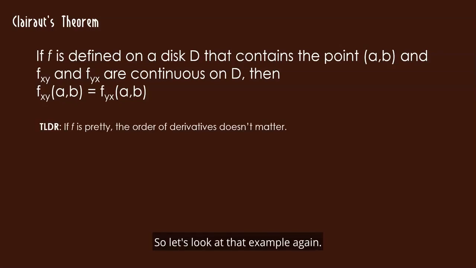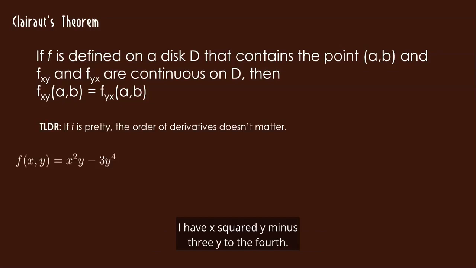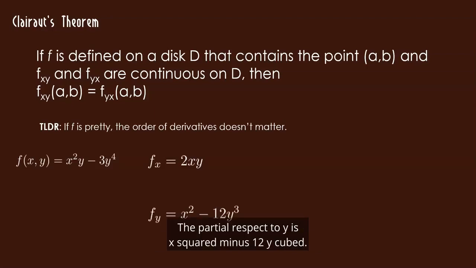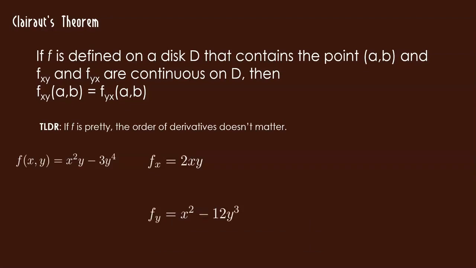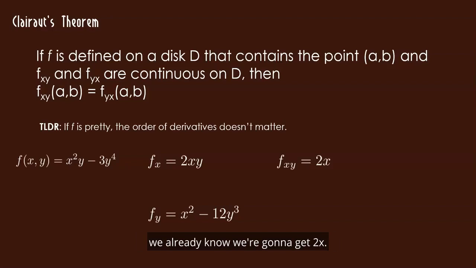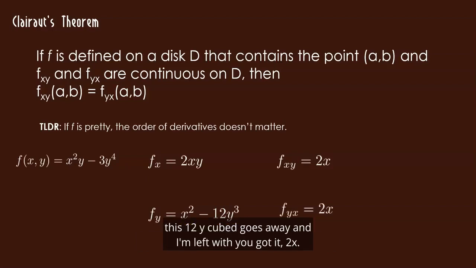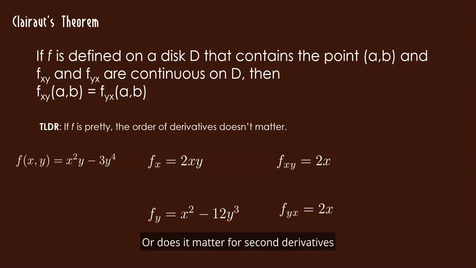So let's look at that example again. I have x squared y minus 3y to the fourth. The partial with respect to x is 2xy. The partial with respect to y is x squared minus 12y cubed. Now if I take f sub x and take the derivative with respect to y, we already know we're going to get 2x. Looking at f sub y, if I take the derivative of this with respect to x, this 12y cubed goes away, and I'm left with, you got it, 2x. So it doesn't matter for second derivatives if you've got a nice pretty function.